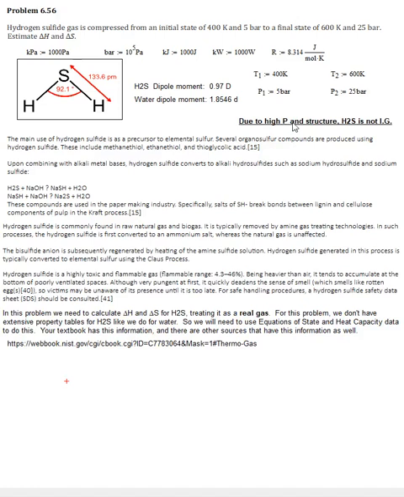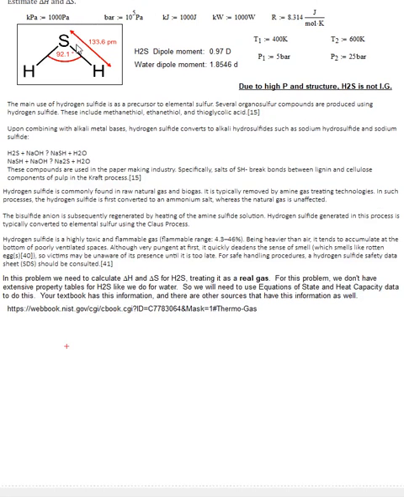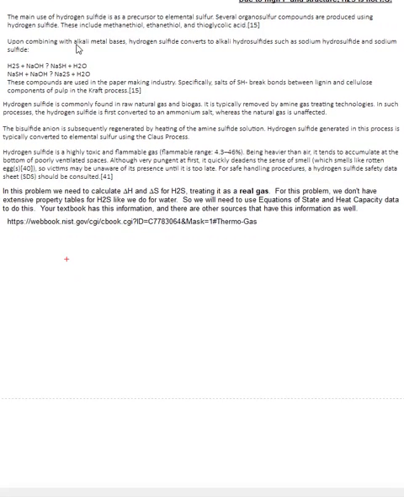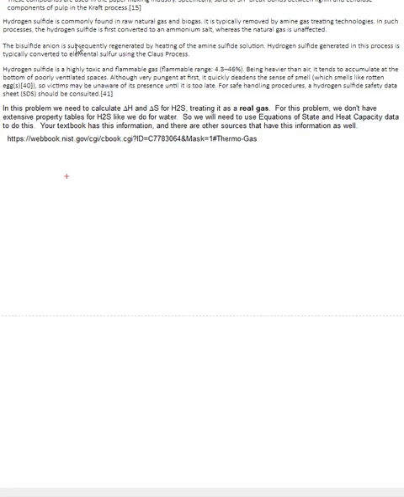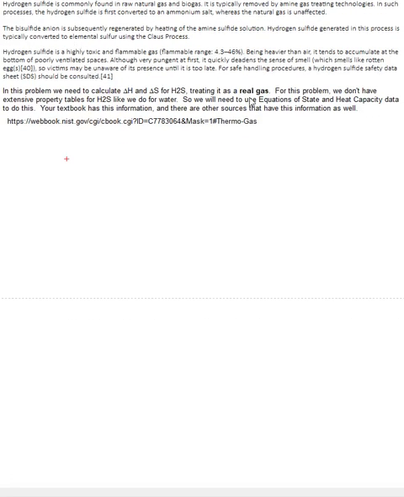So due to the high pressure and the structure that we're dealing with, we can't treat this as just an ideal gas and calculate delta H as Cp delta T and delta S as Cp ln of T2 over T1 minus R ln of P2 over P1. So what we're going to have to do is use the residual values. We want to calculate the change in entropy and enthalpy for a real process.